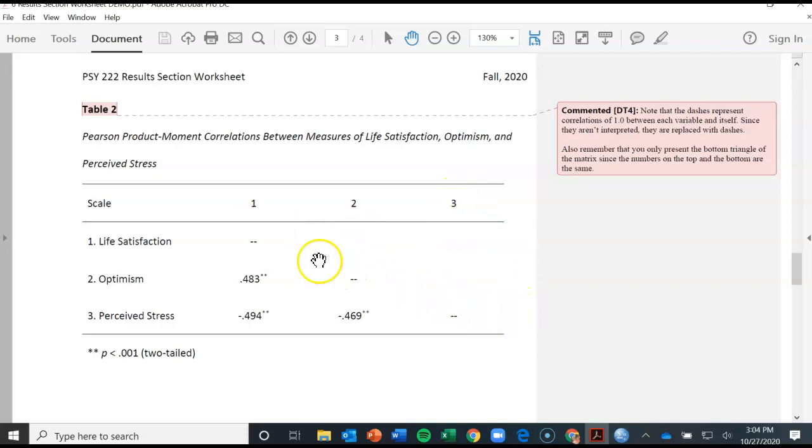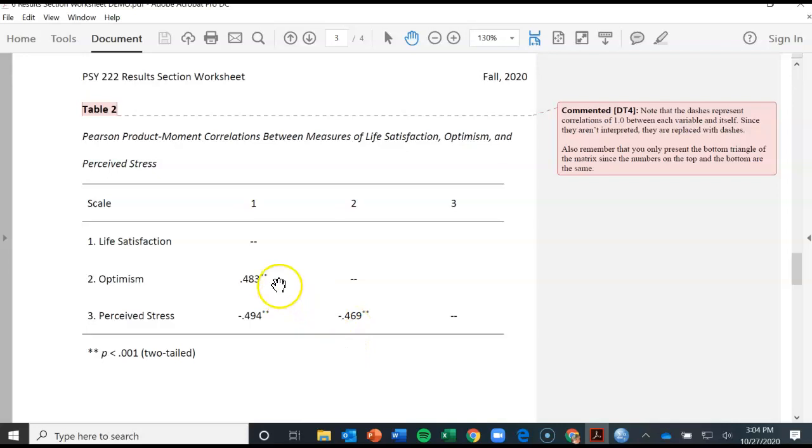Now remember how the SPSS printout had numbers up here? You don't want to confuse your reader. You just want to present the numbers once. By convention, we tend to only put the bottom triangle. So you're presenting the optimism correlation with life satisfaction, perceived stress with life satisfaction, perceived stress with optimism.